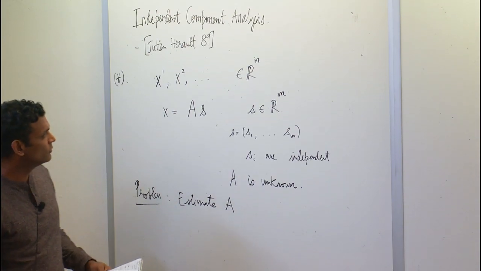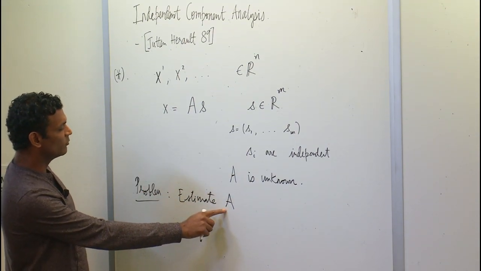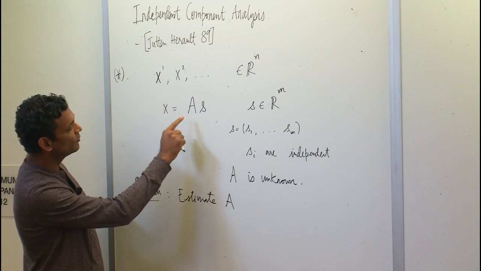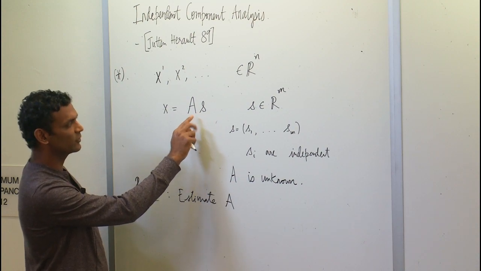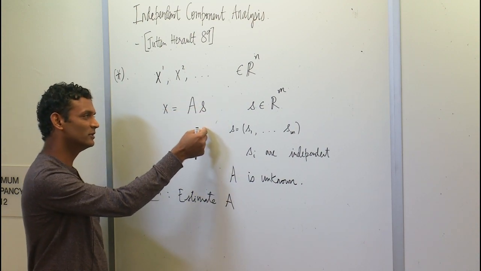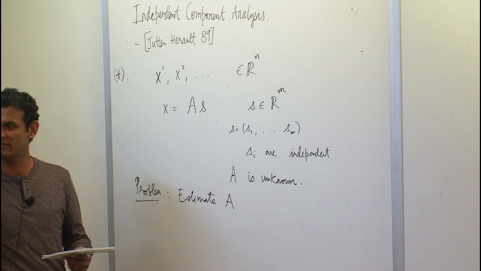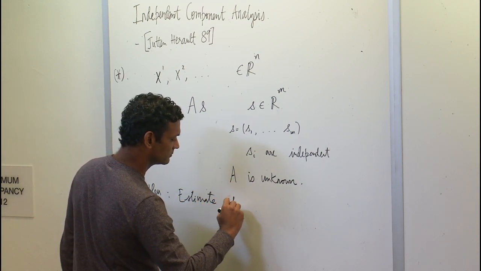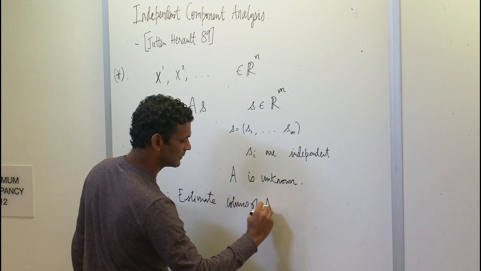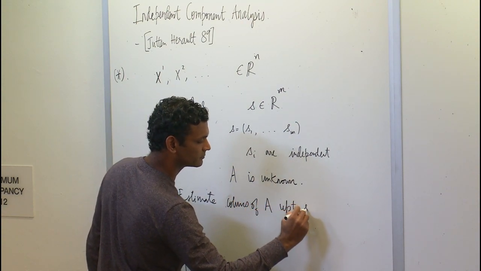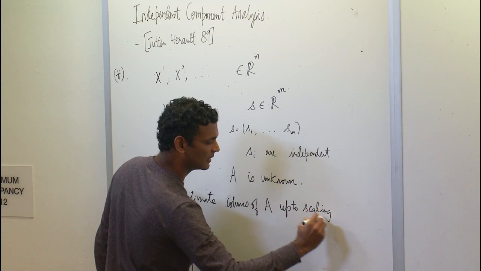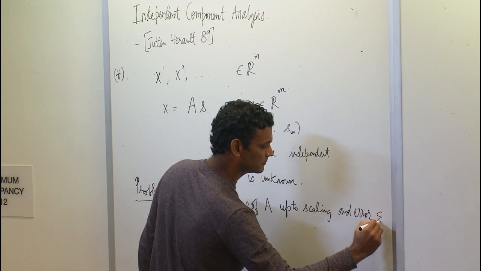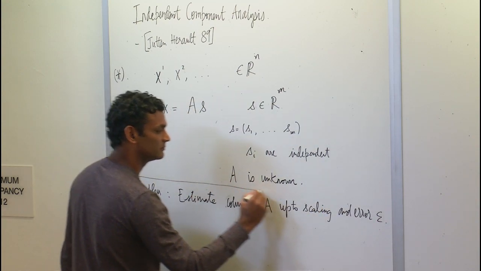Okay. Now, estimate A in what sense? So you'd like to estimate, let's say, the columns of A, but you can only do that up to scaling, because scaling A and scaling down the coordinates of s is effectively the same thing. So estimate the columns of A up to scaling and an error of epsilon. So that's the problem.